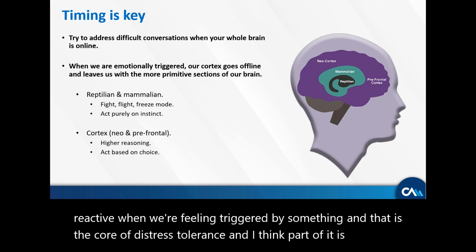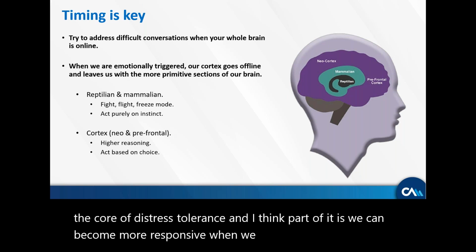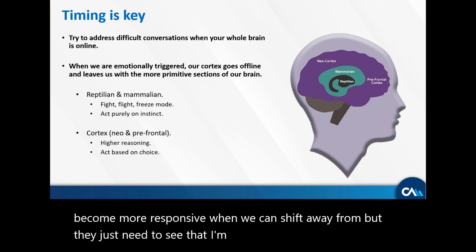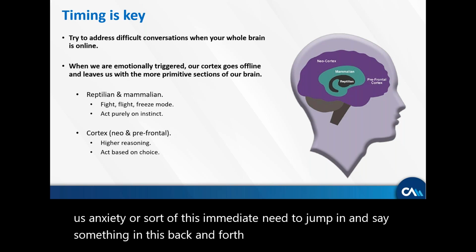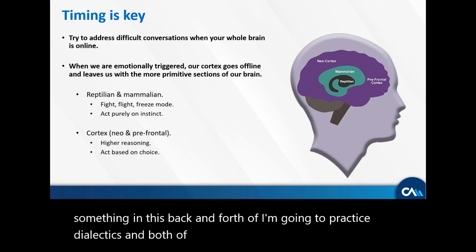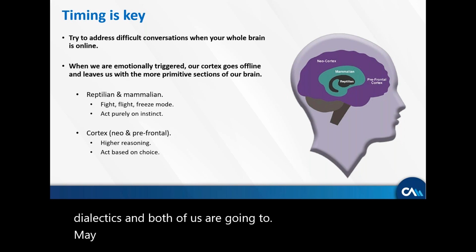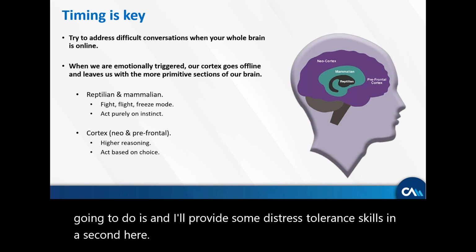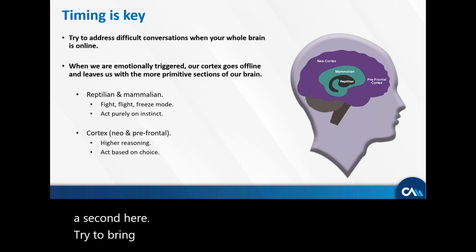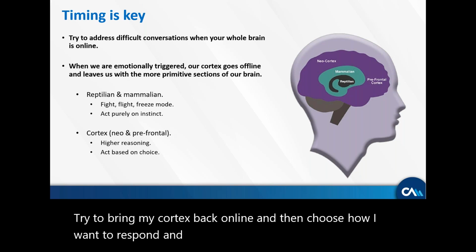And I think part of it is we can become more responsive when we can shift away from, but they just need to see that I'm right. That sense can cause us anxiety or this immediate need to jump in and say something. Instead, I'm going to practice dialectics, where both of us may continue to have our own opinion on this. What I'm going to do, and I'll provide some distress tolerance skills in a second here, is try to bring my cortex back online and then choose how I want to respond.